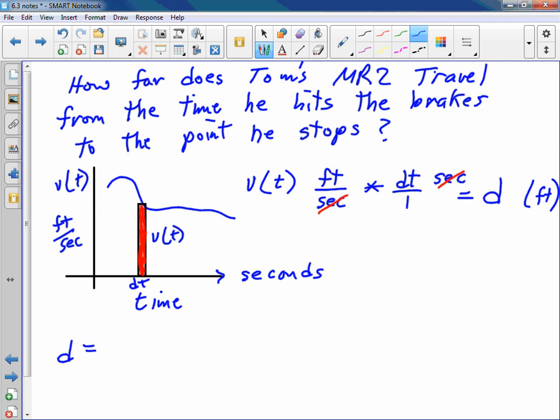So the distance equals the integral from 0 to 5. Now remember, back in the first part, we said that v of t equals 80 minus 16t. This was really v sub 0 plus acceleration times time, and we got negative 16 for acceleration. So we can just take that and integrate it.